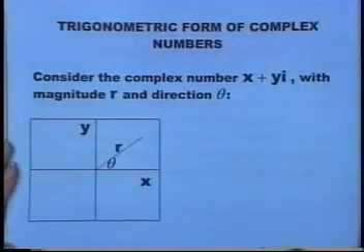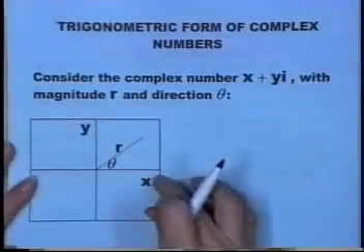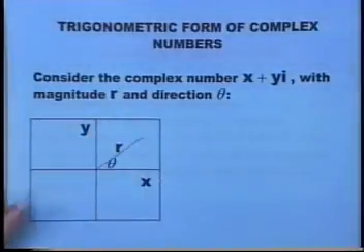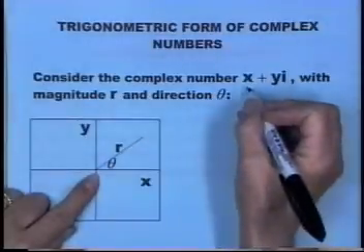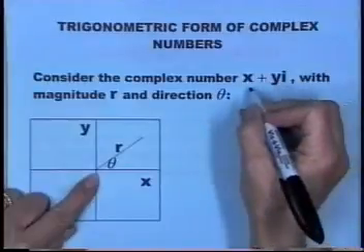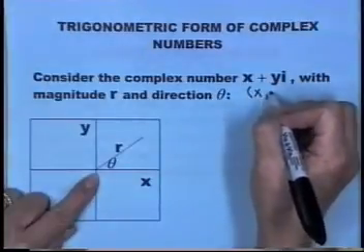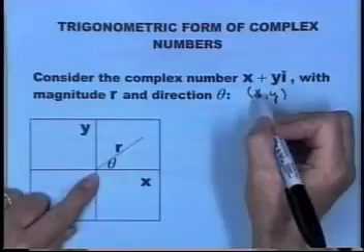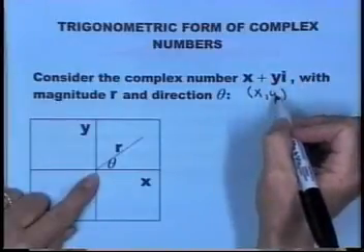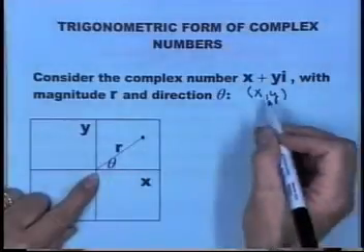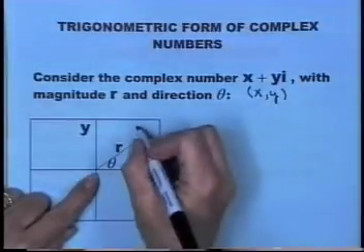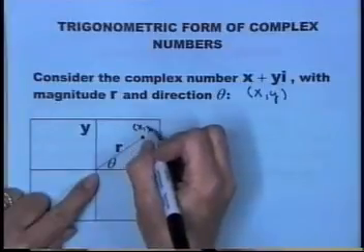Consider the complex number x plus yi with magnitude r and direction theta. Now, I want you to treat this as the x-axis and the y-axis. I didn't want to put all the little squares on here to clutter up our graph. The complex number x plus yi would be represented by a vector with an endpoint at the real part for the first coordinate and this for the second. So this point right here would be the graph of this ordered pair x, y.